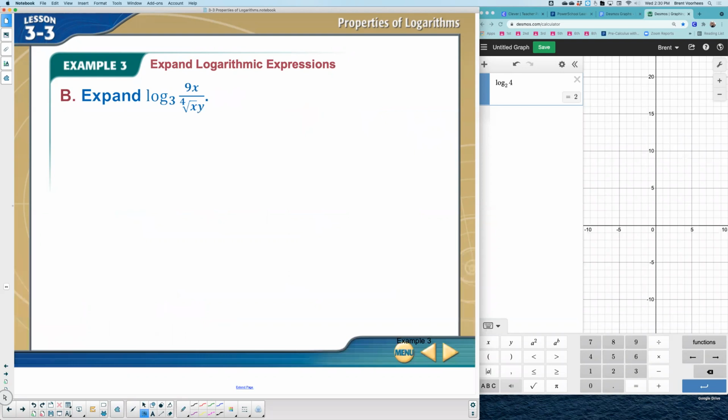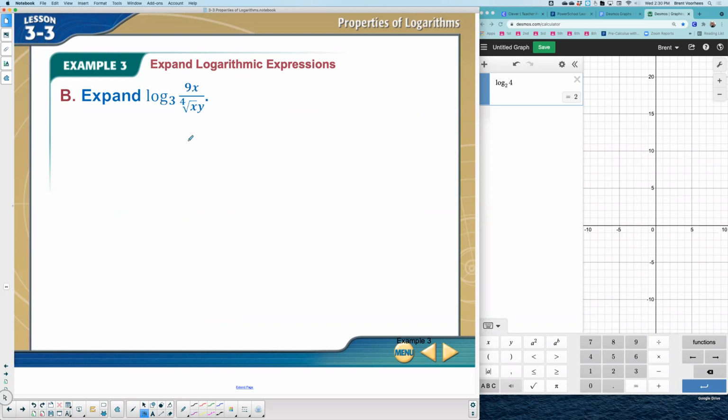So example 3b, one thing that's different on your packets, at least this school year, is I've edited this problem. Put a y in your denominator. You see how mine has a y? Don't put it in the radical. Put it after the 4th root of x. Just put a y down in your denominator.